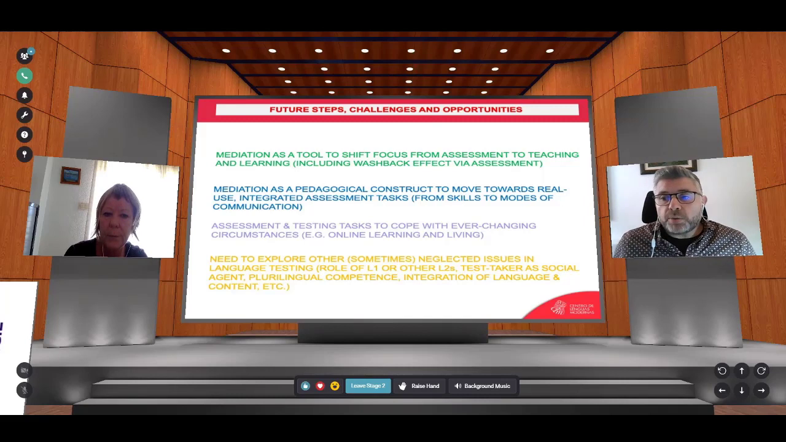And also, we think that mediation gives us the opportunity to bear in mind some issues that sometimes have been neglected in language testing, such as the role of the students' L1 or the L2s that students may have, to really implement the view of the test taker as a social agent. Also, the plurilingual competence, if cross-linguistic mediation is included in the exams, and also the integration of language and content.